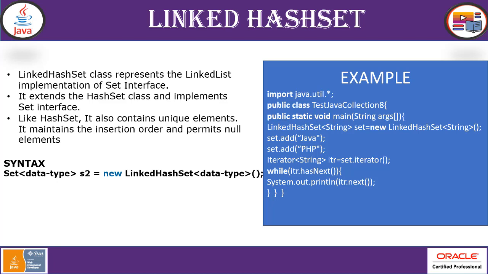Another class we have is LinkedHashSet. LinkedHashSet class represents the linked list implementation of set interface. Java supports data structures which are easy to use. Collection framework already has some inbuilt classes and methods which work on data structures. One of them is called linked list. In case of linked list, we have seen there is a node, and that node is internally linked to another node by using the address associated with it.